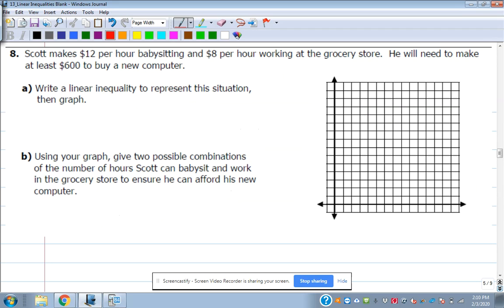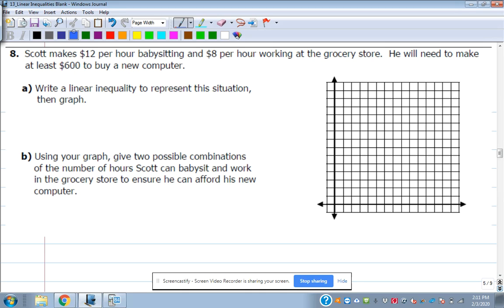All right, let's try this one. So we got our feet wet with the word problem. Let's try another one. See if it helps here. I know more examples with word problems can help you understand how to do them. So let's give it a shot here. Scott's making $12 an hour babysitting and $8 an hour working at the grocery store. He needs to make at least $600 to buy a new computer. And we want to write an inequality for that situation and then graph it.